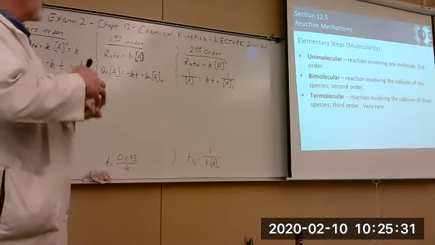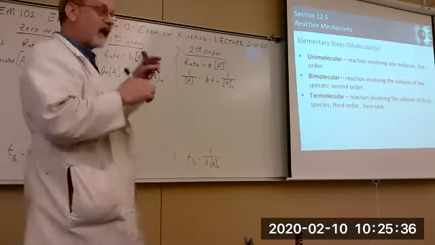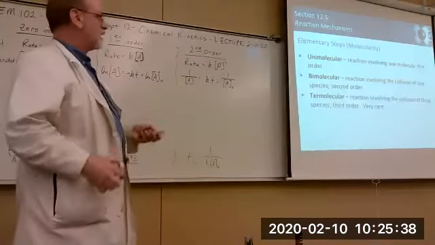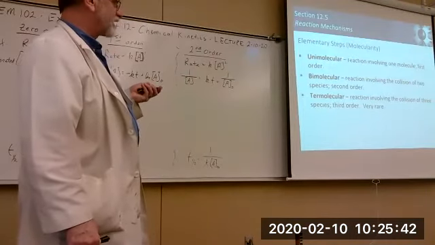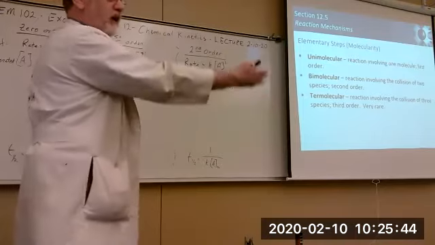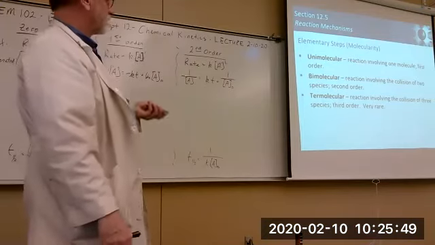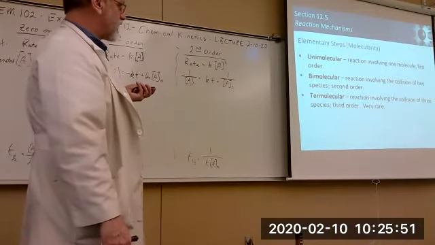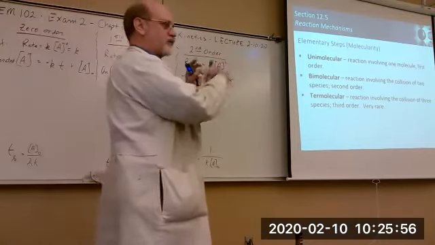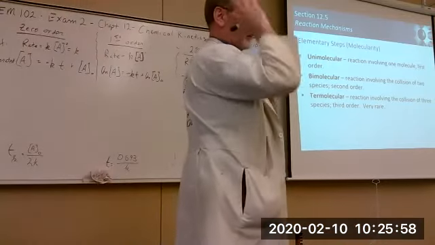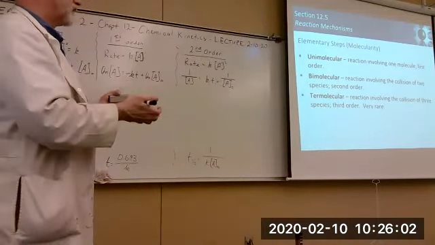Molecularity is simply how many molecules are involved in the elementary step. So if the elementary step is just one molecule reacting to make a product, then it's unimolecular. If it requires 2 molecules coming together in an elementary step to produce something, it's bimolecular. And if you have 3, it's termolecular.